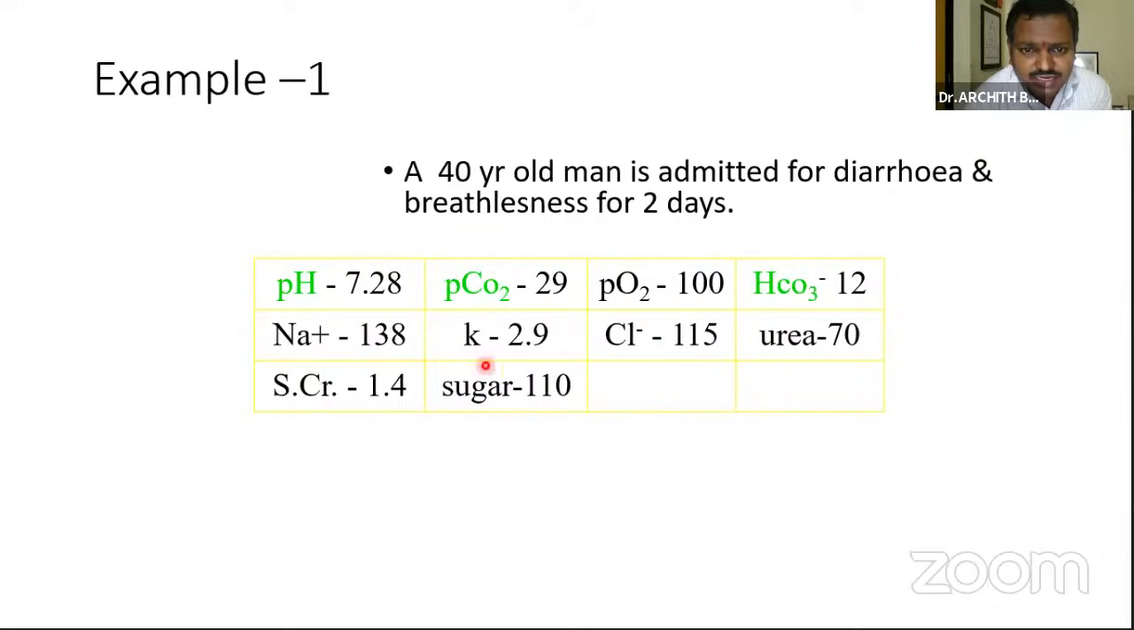Okay. Electrolyte, sodium is normal, potassium is low. So what would be a final diagnosis? There is a mild renal failure that's there. So metabolic acidosis could be secondary to.